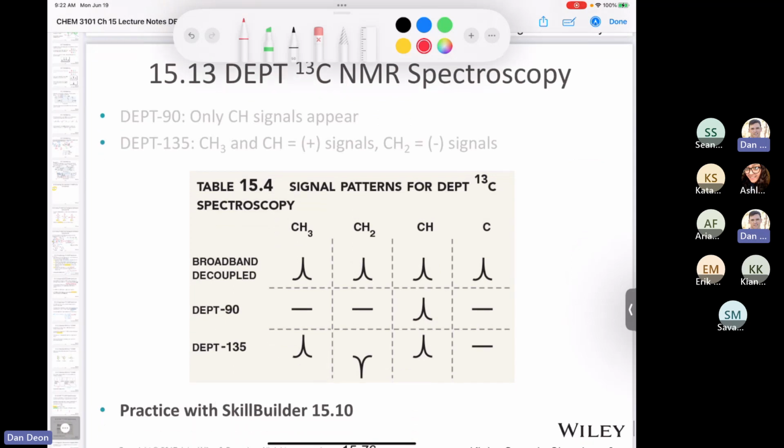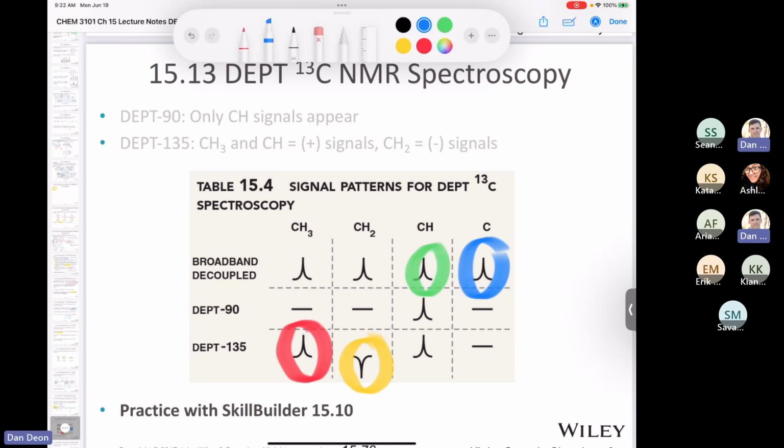Well, again, in the broadband decoupled, you get a singlet for everything. But then once you run a DEPT 90, you can identify which ones are the methines. So now you've figured out those. Then when you run the DEPT 135, you can determine what was a methylene and what is a methyl. And you can differentiate between the methyls and the methines by comparing it with the DEPT 90. And then whatever didn't even show up at all in any of the other two experiments, those are your quaternary carbons. And there you go, you've identified everything.